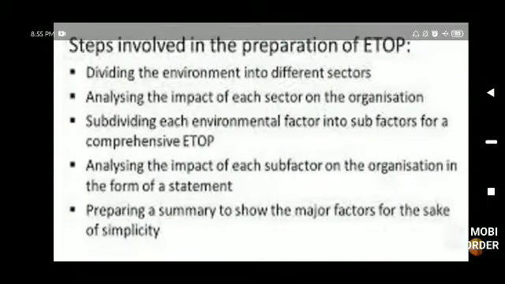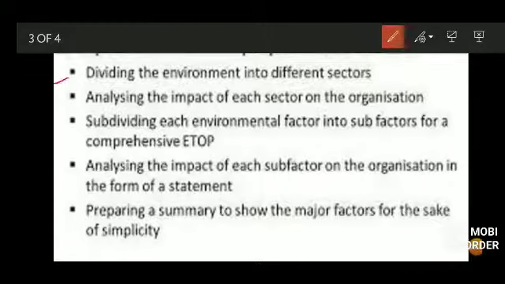Now, talking about the steps that are involved in the preparation of ETOP, first is dividing the environment into different sectors. What are the different sectors that are going to impact the environment? We are going to divide it accordingly. Basically, talking about the external factors, I have told you there are two broad classifications of micro and macro factors that are going to affect your environment. So considering each and every factor of the micro environment and macro environment is not necessary. Rather, we are going to focus upon the prominent and dominant ones that are going to impact the environment in a direct way.